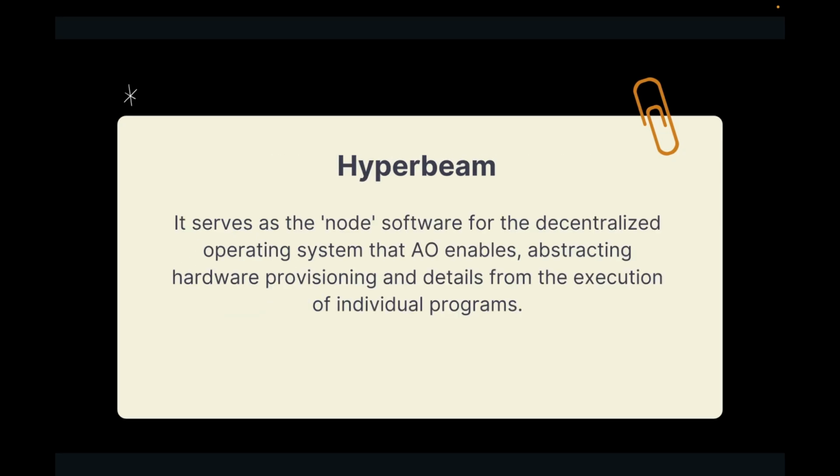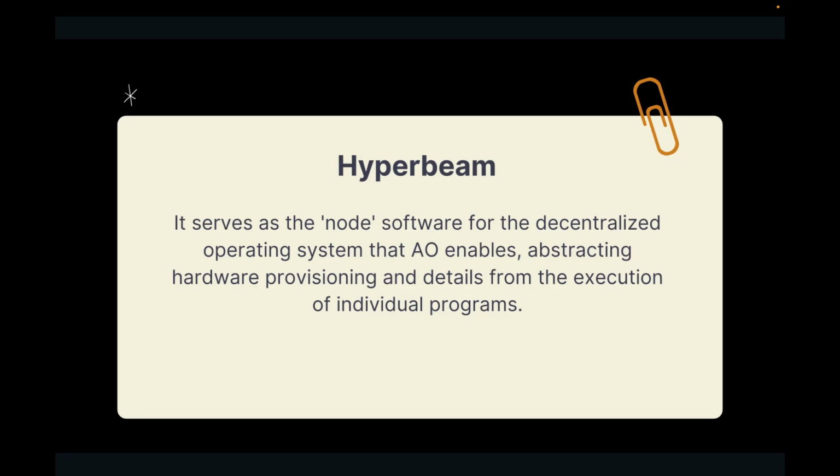We mentioned earlier the term Hyperbeam. Just to define it, Hyperbeam is the first production-ready node software that implements AO Core. So this set of rules that form the AO Core protocol is now being implemented and utilized in Hyperbeam.